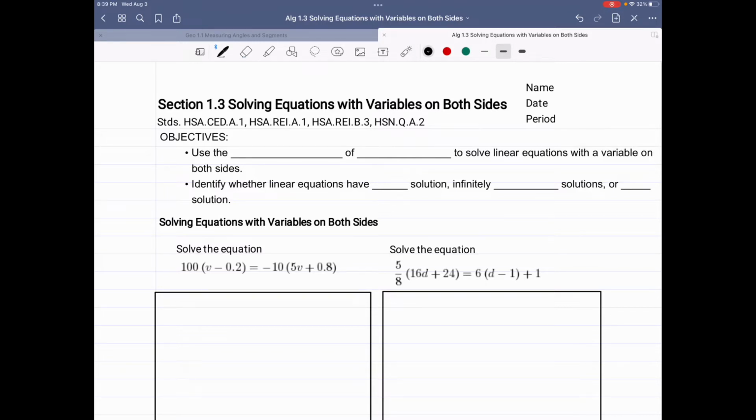The objectives for today: use the properties of equality to solve linear equations with a variable on both sides. That means that we are going to solve equations by adding to undo subtraction, or by dividing to undo multiplication. Those are the properties of equality. Identify whether linear equations have one solution, infinitely many solutions, or no solution.